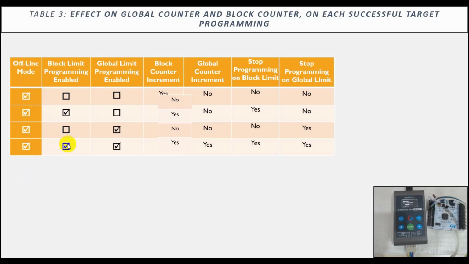And if you enable the limit programming for the given block and also enable the global programming for the programmer, then the block counter will increment, the global counter will also increment, and the block limit programming will work and will stop when the block reaches a fixed, decided counter. The global limit counter will also work, and it will limit the programming once the sum of all stored programs reaches the global configuration setting.